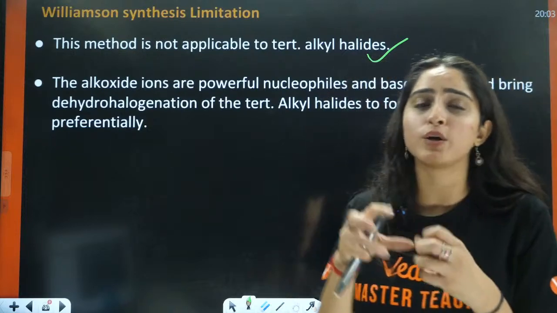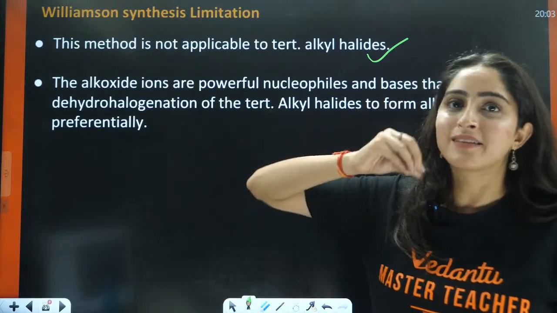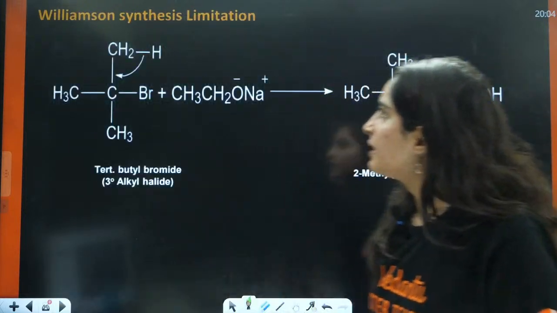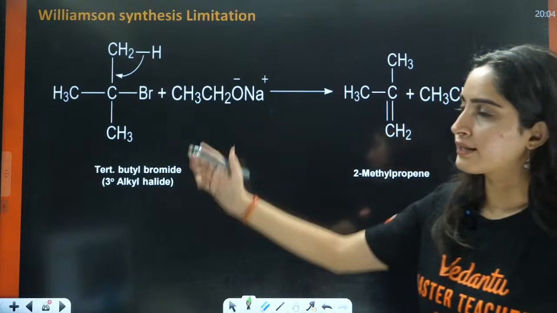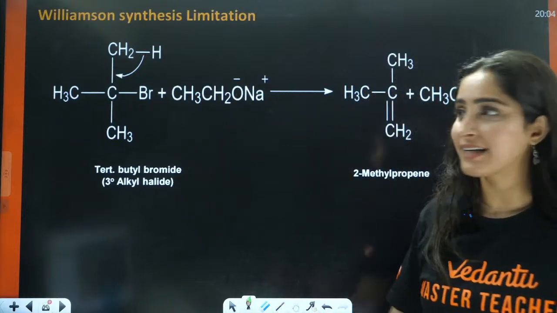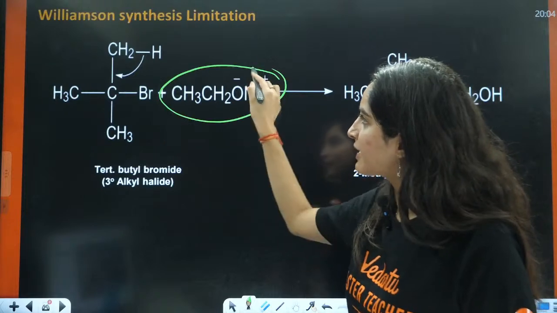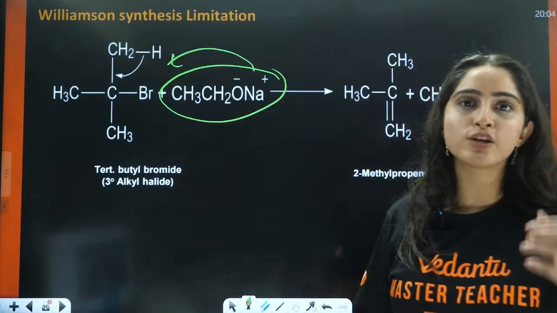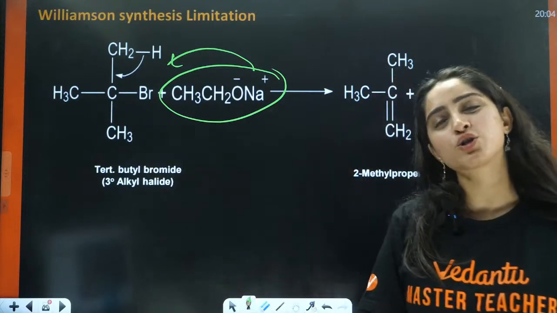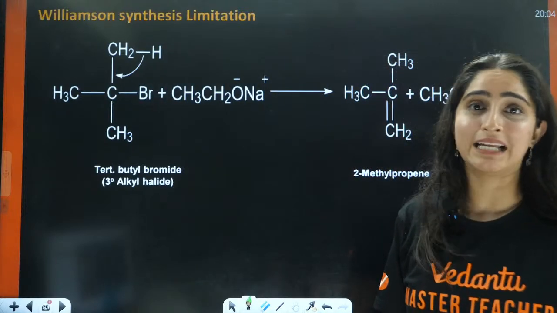So what will happen? This will not be able to attack because of the sterically hindered product. And then what will it form? Rather than attacking, it will itself form alkenes, right? That is the thing they are saying. Now it is not able to attack here. Instead of attacking here, because this alkoxide ion is not able to attack here, this alkyl halide is like, what should I do? I am getting bored. So what will it do? It will convert itself into alkenes.